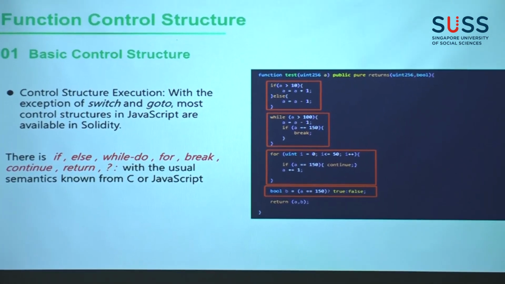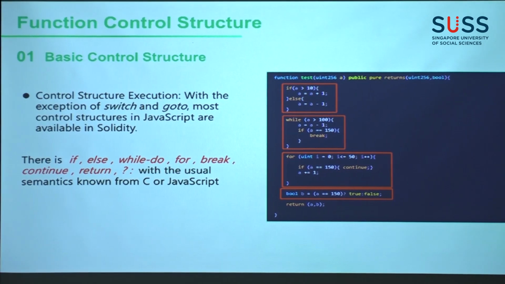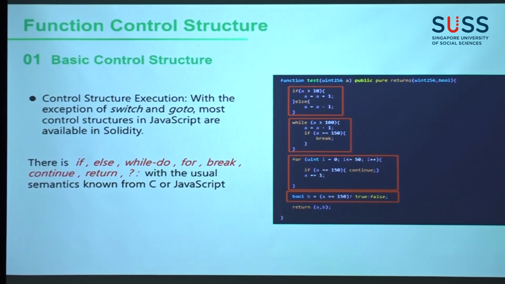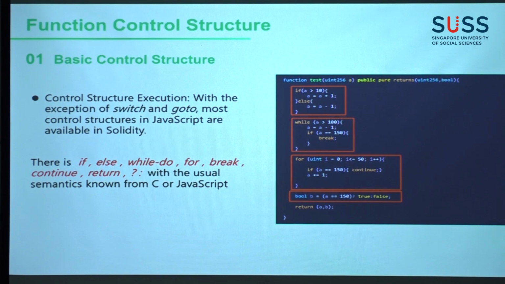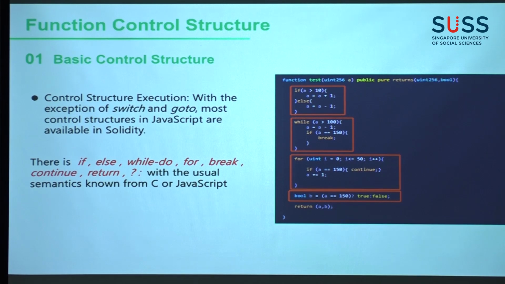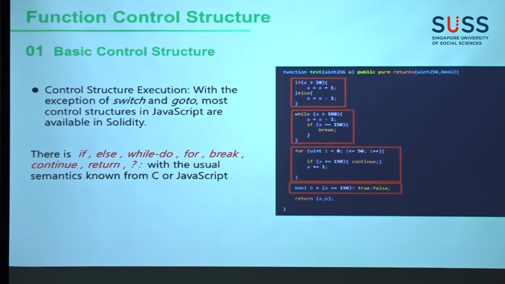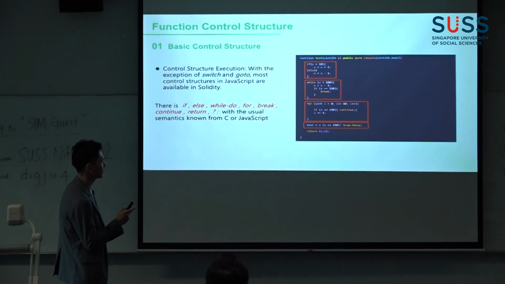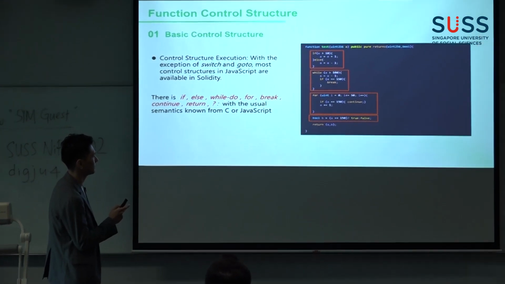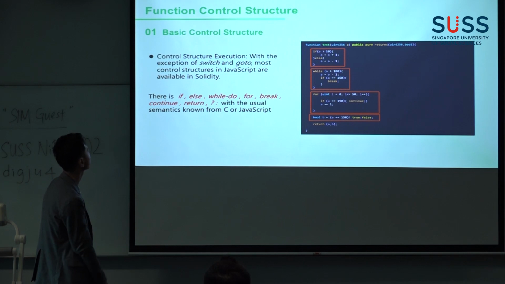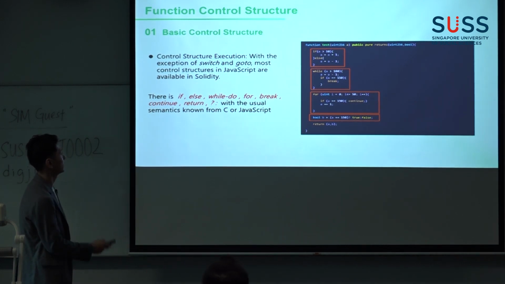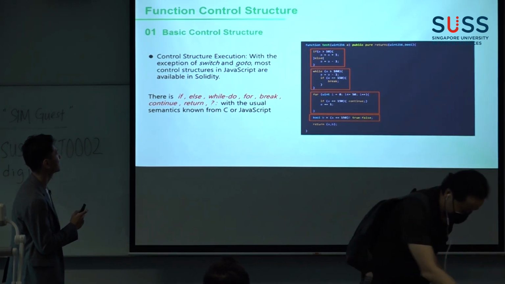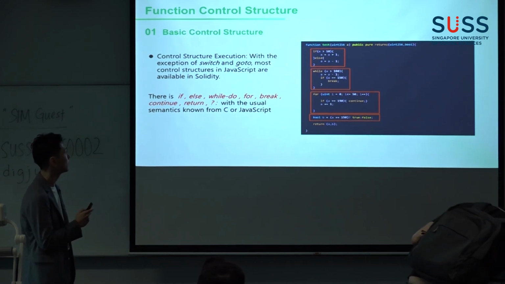We need to be careful not to have the for loop and while loop have some user-controlled elements. For example, if you have a user array that's very long and you loop over it, it might reach the gas limit, and the transaction will not go through. And the fourth one is just a ternary operator. It's just a simple logic that fits in one line. With the exception of switch and goto, most control structures in JavaScript are available in Solidity.